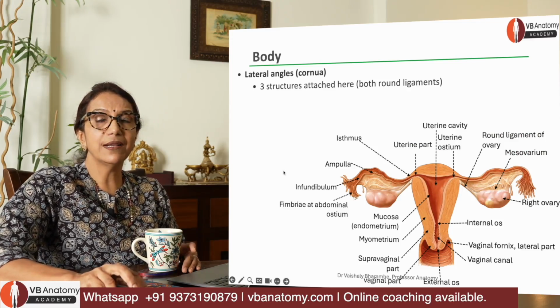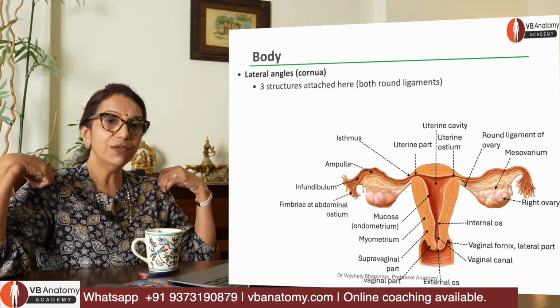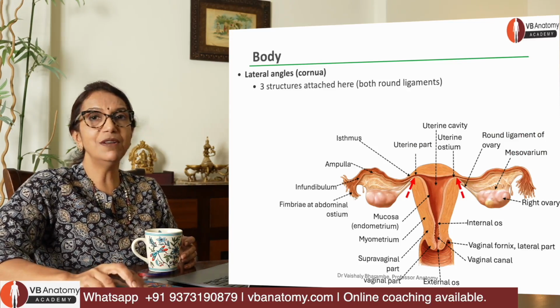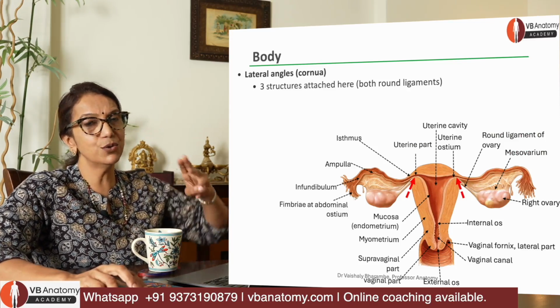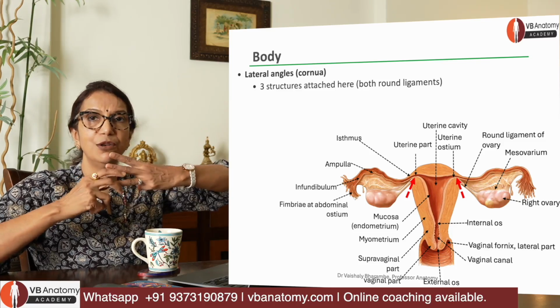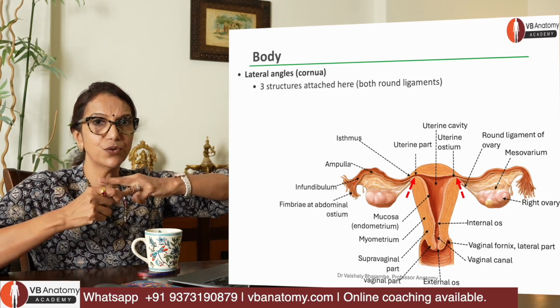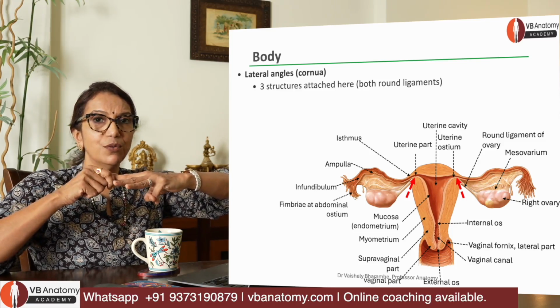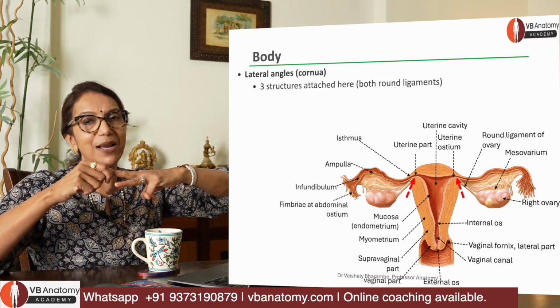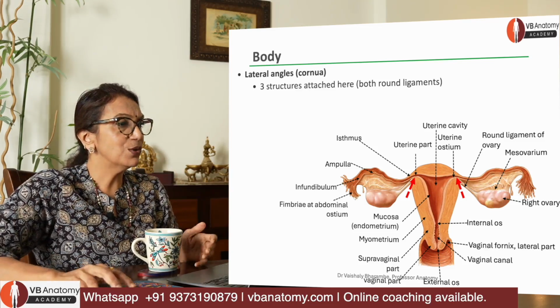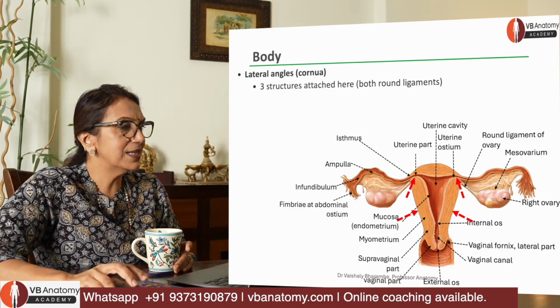What about lateral angles? At the two lateral angles of the uterus, as seen here, you will find attachment of three structures. Use your fingers, just spread them out. You will find attachment of three structures. Anteriorly, round ligament of uterus, posteriorly, round ligament of ovary, and in the middle, the fallopian tube. Okay. So that's all you should know at this stage.